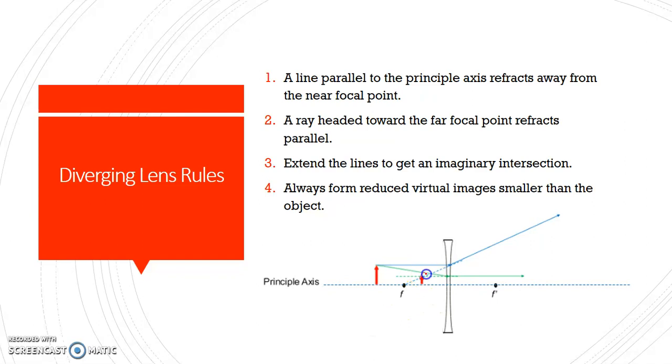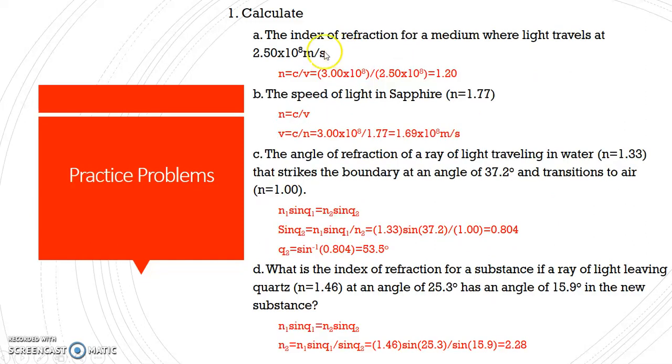So this is the intersection where you see that small arrow. And it's always going to be a reduced virtual image, smaller than the object. So it's going to be the same rules as the mirrors that we were discussing earlier in the first lesson. All right, so here are several practice problems that we're going to walk through.